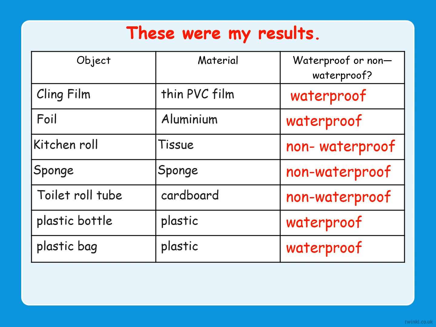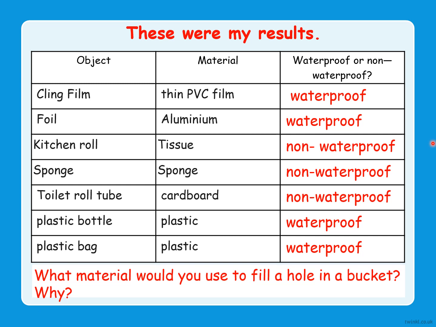Now, these were my results that I had. I found out that cling film was waterproof. I found out that foil was waterproof. I saw that kitchen roll, the sponge, and the toilet roll tube were non-waterproof. They were not waterproof because they let the water in. The plastic bottle and the plastic bag were also waterproof. So those were my results.